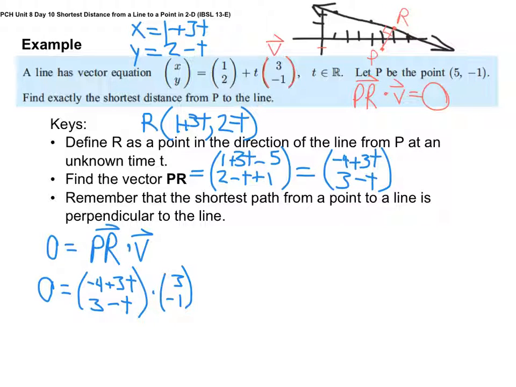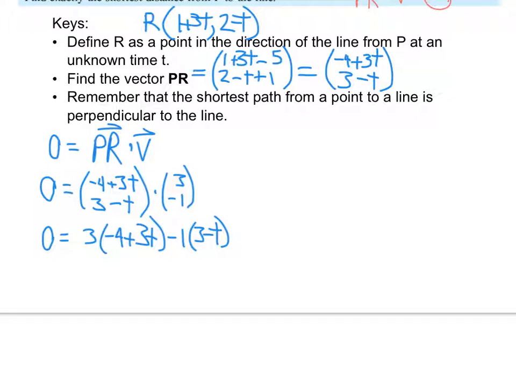Now it's just a simple equation to solve. We do the dot product, solve for t. So it's 3 times negative 4 plus 3t, minus 1 times 3 minus t. And we solve that equation. We got a negative 12 and a minus 3, that's negative 15. I'm going to bring that over here. So 15 equals 9t plus another t is 10t, and t equals 1.5. You guys can do the algebra, no problem.